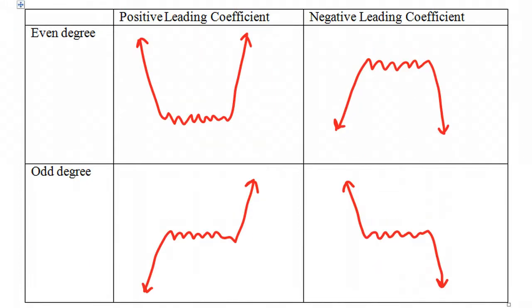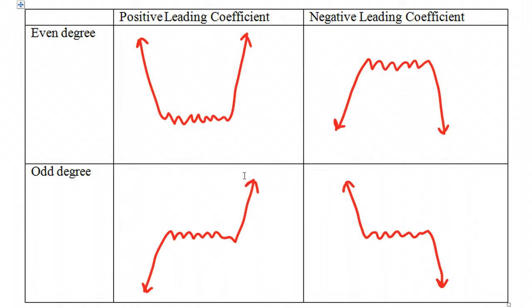If you have an even degree polynomial with a positive leading coefficient, the basic shape of the graph looks like this. In the middle of the graph, it's going to wiggle around some, but the ends of the graph, if you thought of them as arrows, would both be pointing up. Even degree with negative leading coefficient, the arrows are both pointing down. Odd degree polynomials have the arrows pointing in opposite directions.